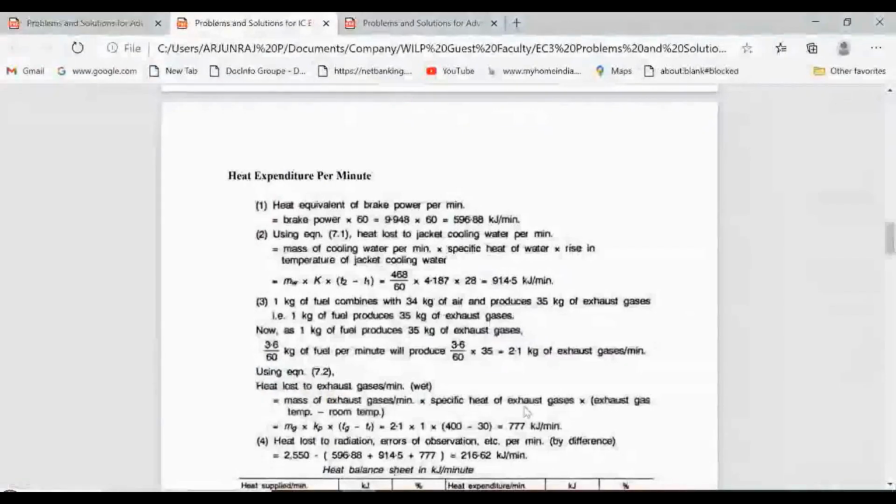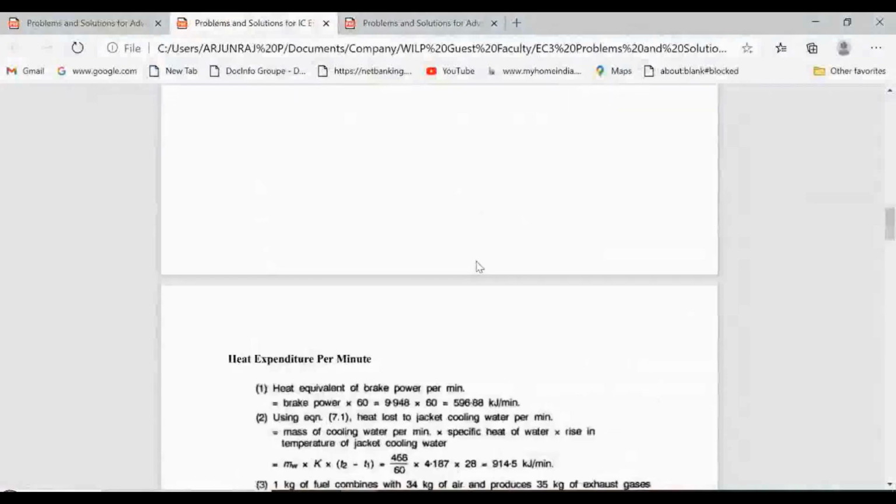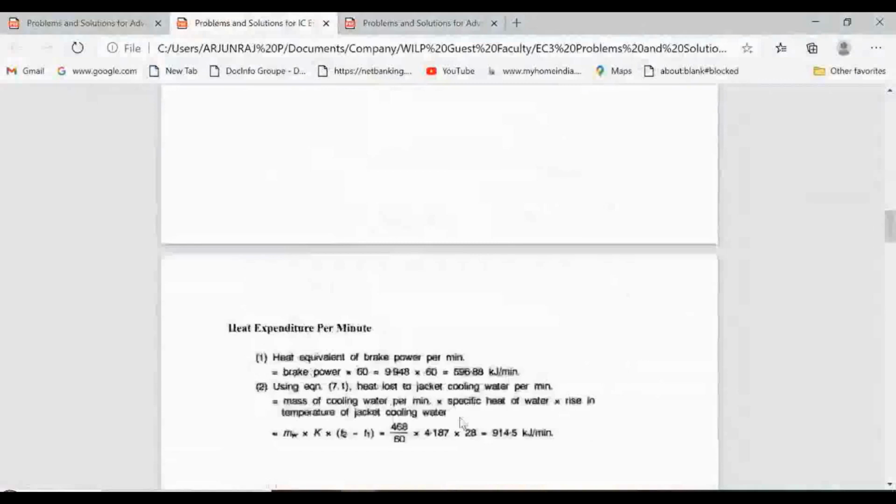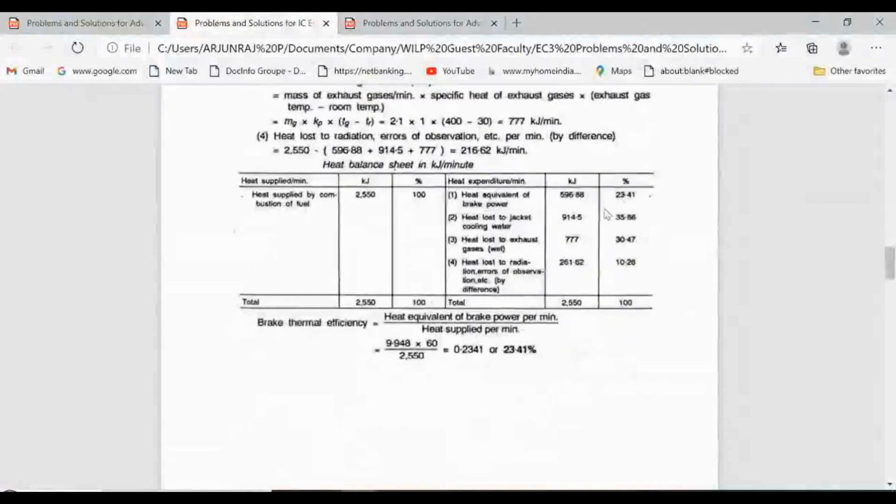RPM or RPS, revolution per minute or second. Okay, so again I told you, you have to convert this into a percentage. Percentage is nothing but 596.88 divided by 2550. That will give you the percentage, which is 23.41. Next, we have to calculate the heat loss to the cooling jacket, and the value you are going to get is 914. Again, you need to do 914 divided by 2550. You will get this net value.